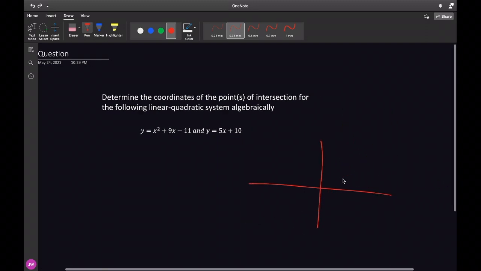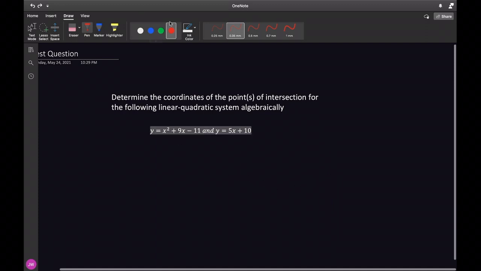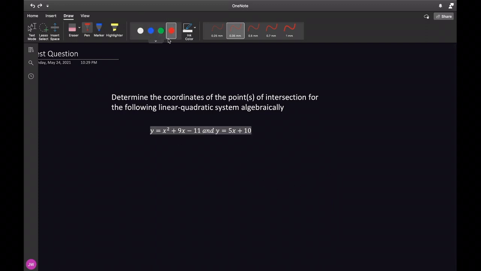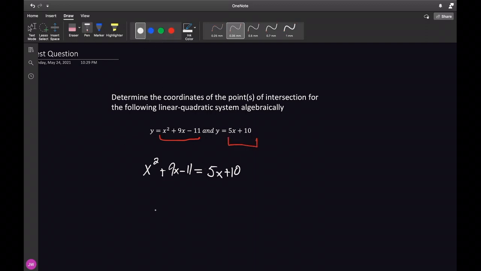So what they really want us to do is to solve to see if there are any points of intersection, and if there are, what are those points of intersection. So the first step in solving this is that you would set these equations equal to each other. So what I will do is set x squared plus 9x minus 11 equal to 5x plus 10. So I set this quadratic function equal to the linear function because I want to know at what x values these two functions are equal to one another. So where do they intersect?